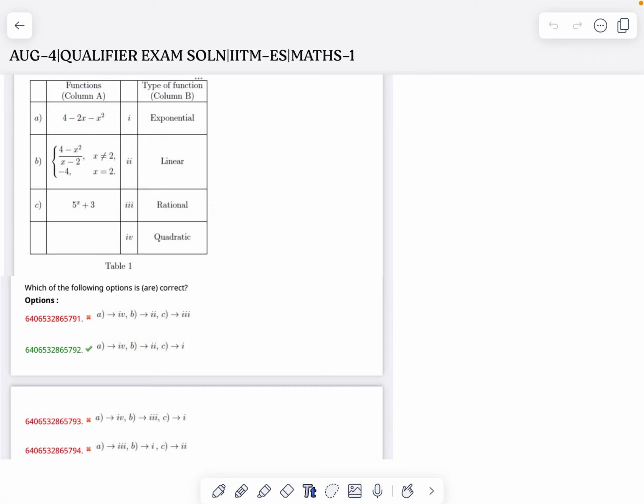Hi everyone, now you're going to look at the qualifier exam solutions for IITM-ES Max 1. This qualifier exam was conducted on August 4th. Out of the 14 questions, I have solved 8 questions. That only we are going to see now.